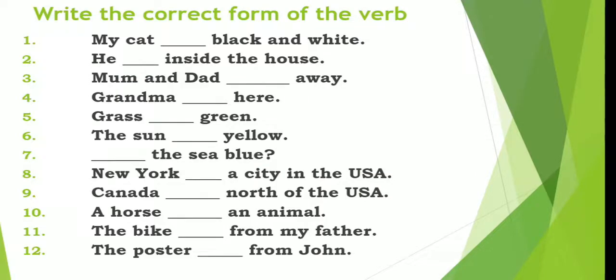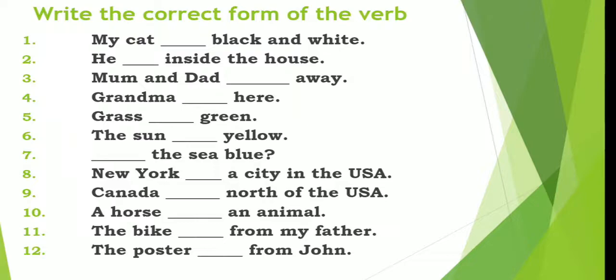Now, I invite you to do this exercise. You are going to write the correct form of the verb. My cat, black and white. He, inside the house. Mom and Dad, away. Grandma, here. Grass, green. The sun, yellow. The sea blue, New York, a city in the USA.